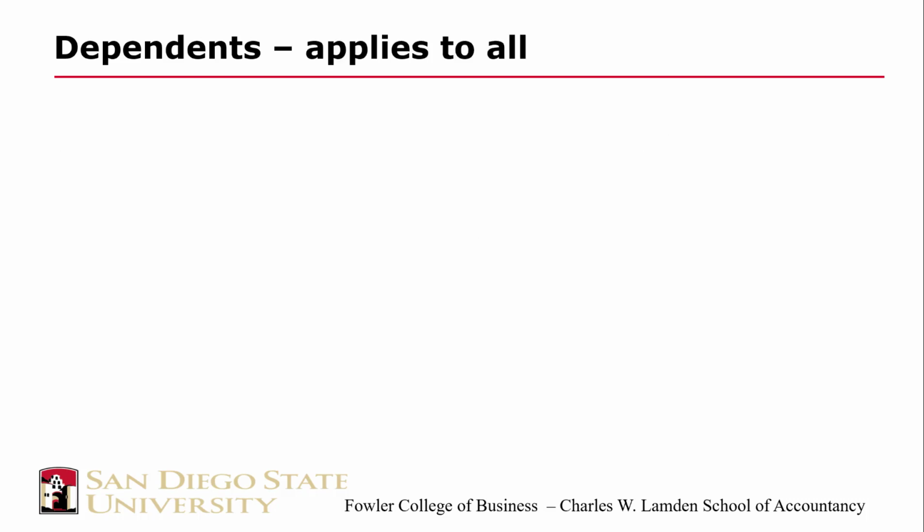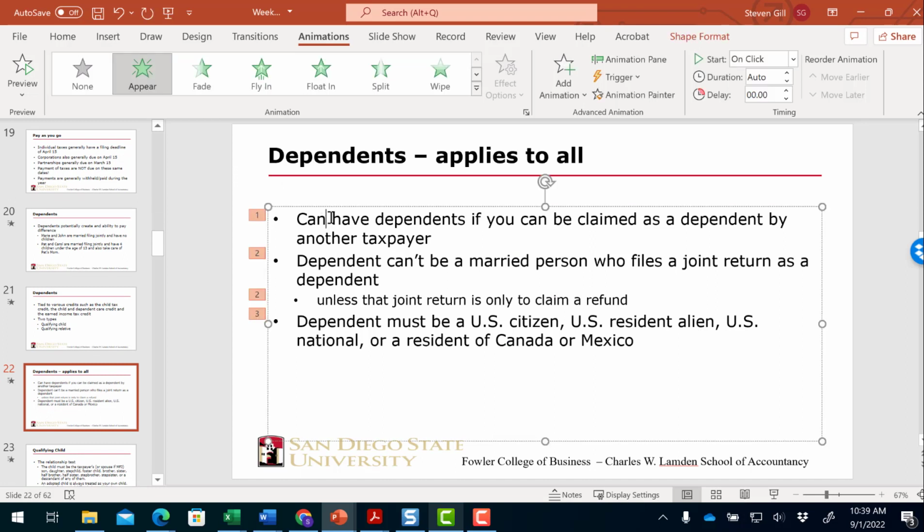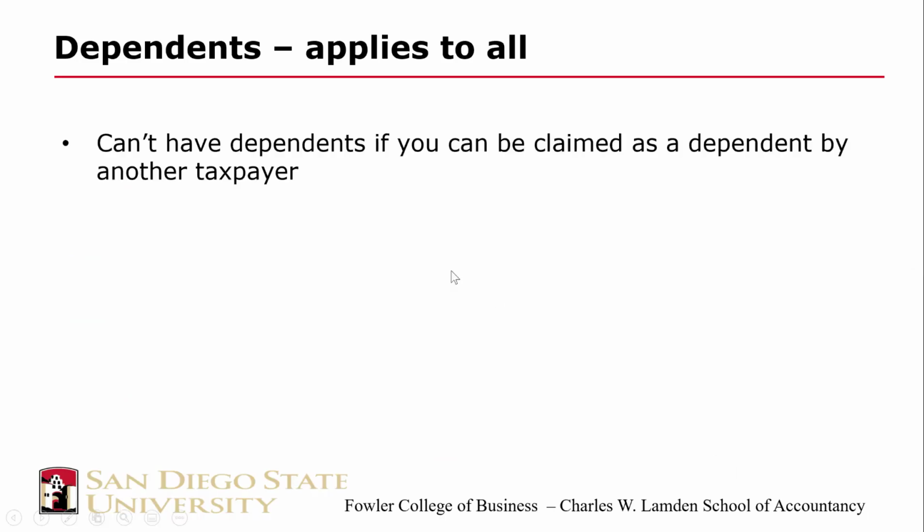So what tests apply to all dependents? If you're trying to claim a dependent, what tests do you have to get past regardless? You can't have dependents if you can be claimed as a dependent by another taxpayer. For example, if your parents claim you, you cannot have dependents.